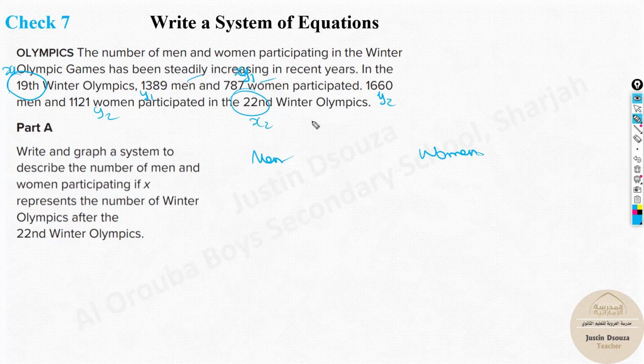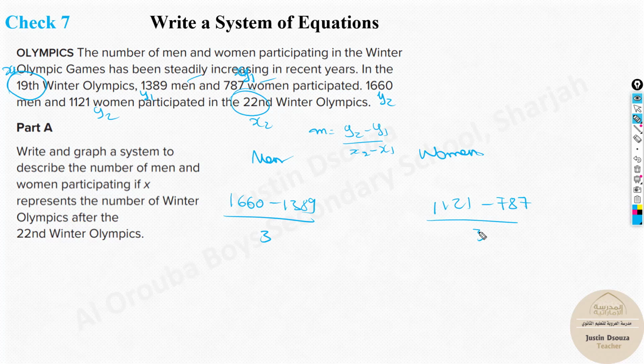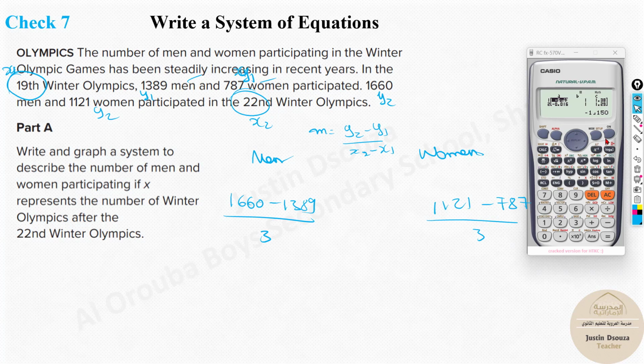Now, what is the equation for the slope? m is equal to y2 minus y1 by x2 minus x1. All you do over here is y2 is for men, that's 1660 minus 1389 divided by 22 minus 19, that's 3. Same thing with women, 1121 minus 787 divided by 3. And now just put them in the calculators and you will find the slopes for both of them. These are the rates of change.